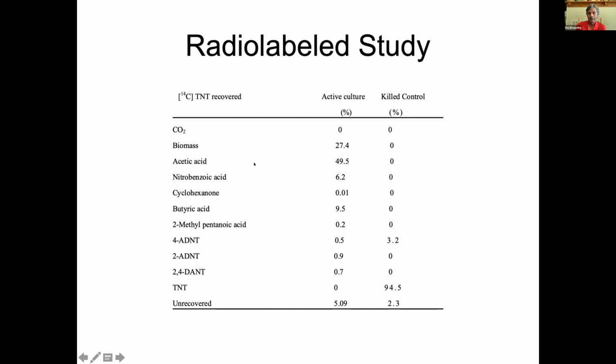You can see that because this group of bacteria doesn't have the terminal oxidation step. So TNT is converted to acetic acid, almost 50% of them. And we produce all the other metabolites, but most of them are acetic acid. And compared to killed control, this is pretty good. Our mass balance is really good. 96% of TNT radiolabel we recovered in different forms under anaerobic condition.